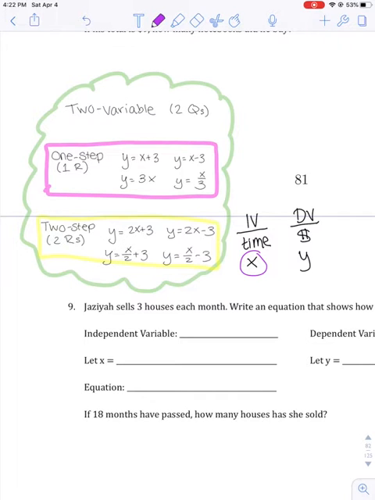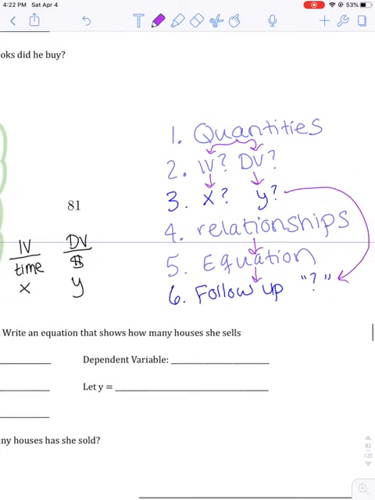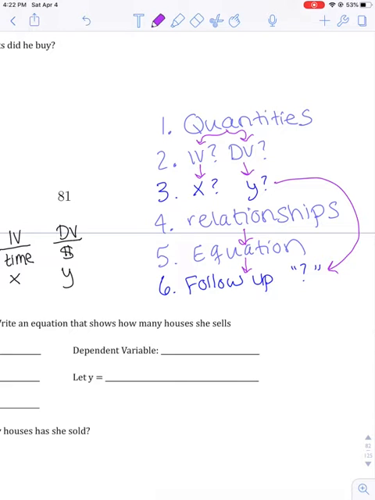Independent variables always go with x, and a really common example is time. Time is not always independent, but it is usually independent. Dependent variables go with y, and a really common example is money. Money is not always dependent, but it is usually dependent. And there's lots of other things that could be independent and dependent. These are just the two most common examples.